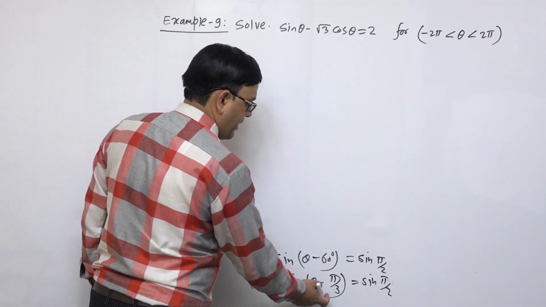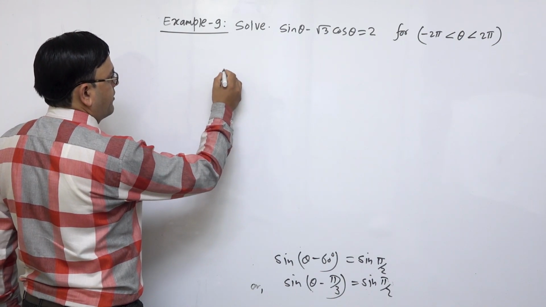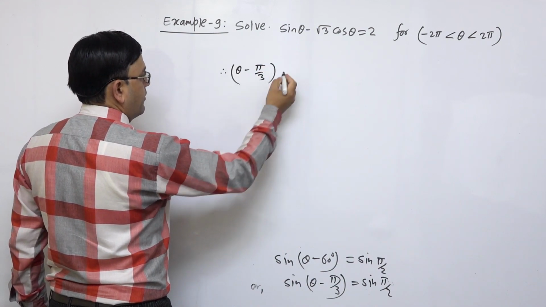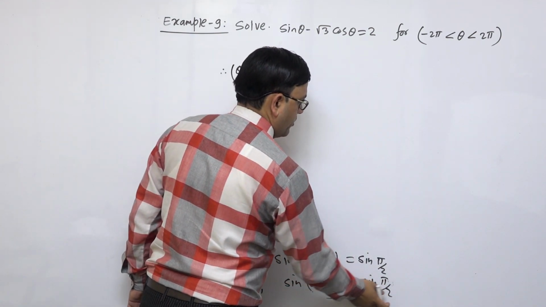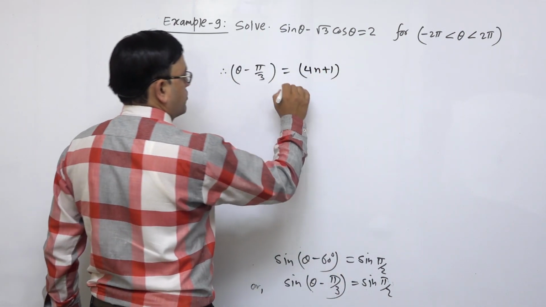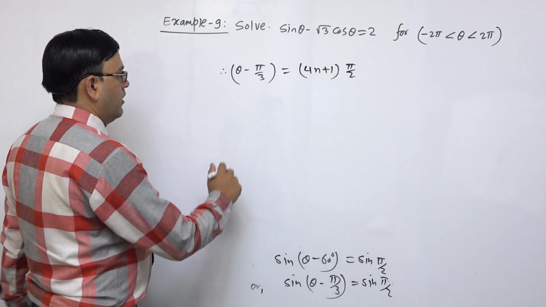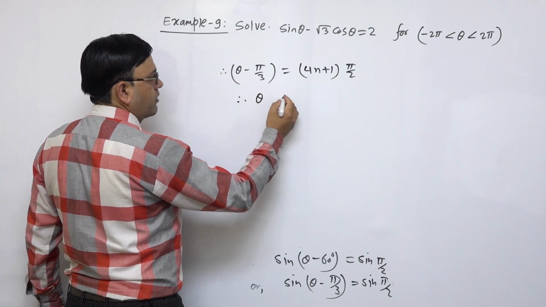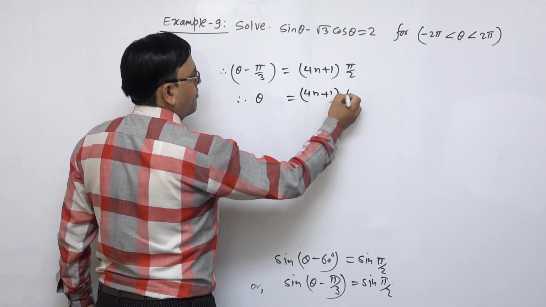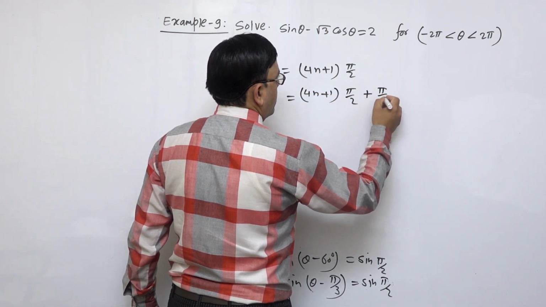Now we have sine theta minus pi by 3 is equal to this. Therefore theta minus pi by 3 is equal to sine pi by 2. So we have to use 4n plus 1 times pi by 2. We have to use this form. Therefore we can write theta is equal to 4n plus 1 times pi by 2 plus pi by 3.